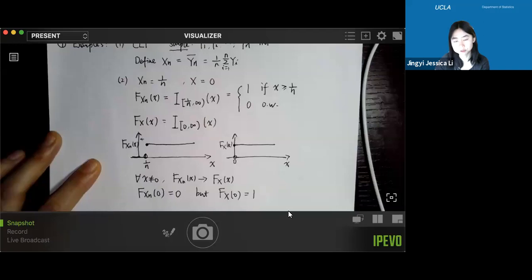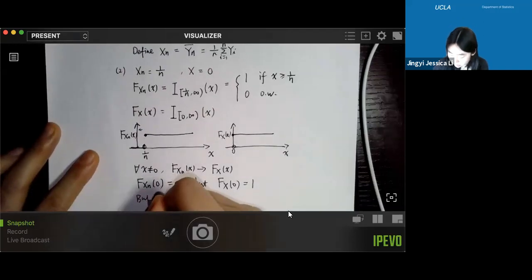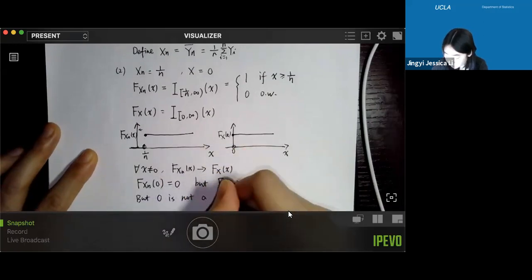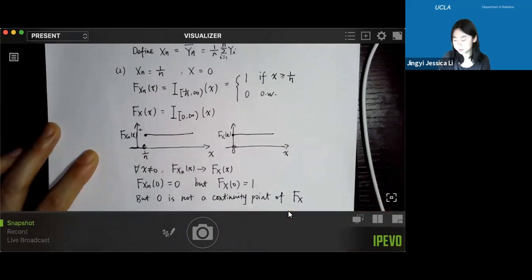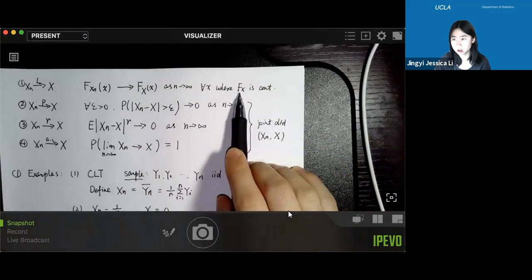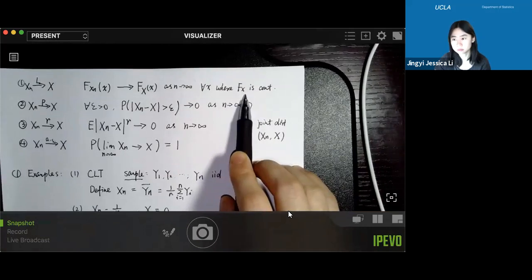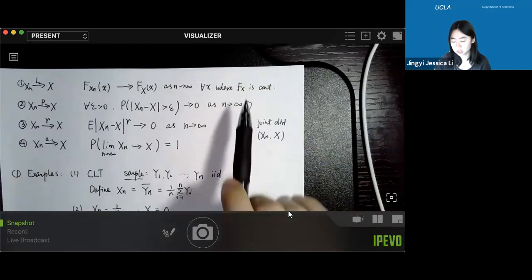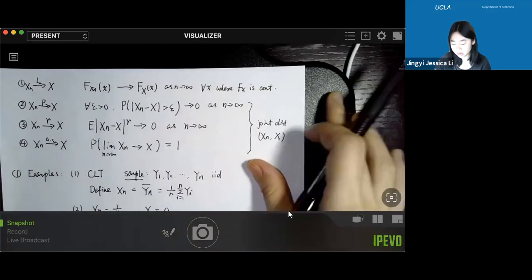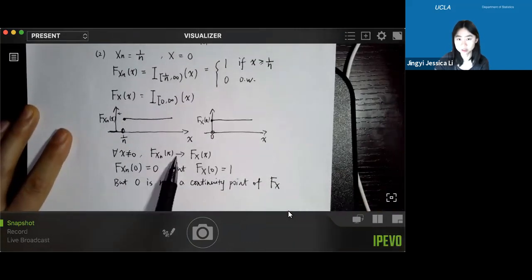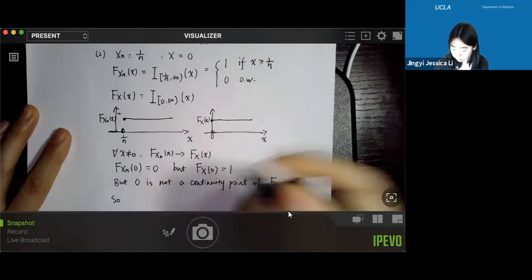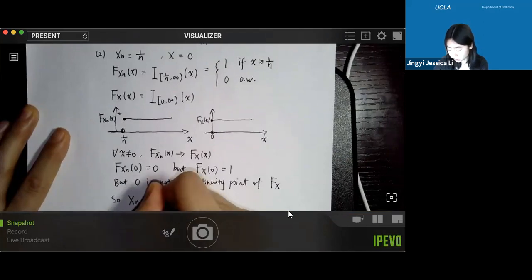But this is not a real concern for us, because 0 is not a continuity point of the limit CDF. The limit CDF here is discontinuous. So that's why 0 is not in our consideration, and that's why in our definition of convergence in law, we make an exception for those discontinuity points. So 0 is just outside of this continuity set, and we don't care about it. For the other points, we do have convergence.